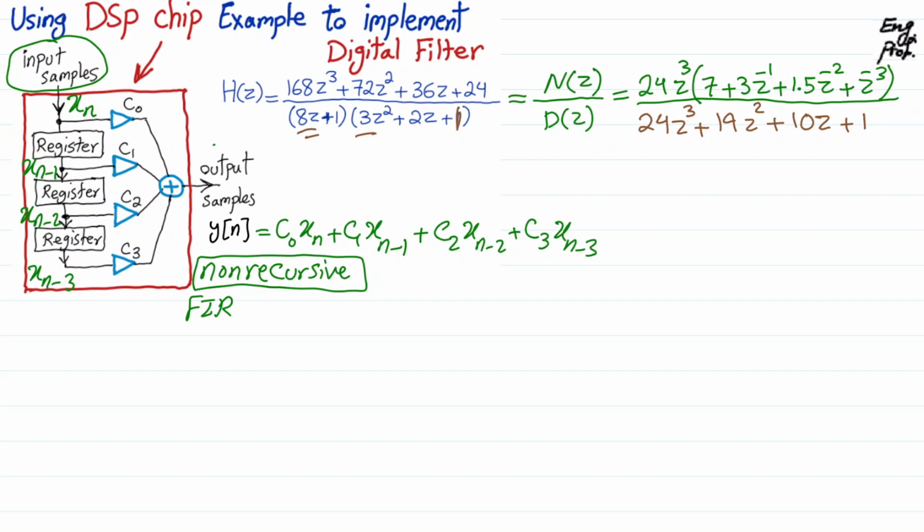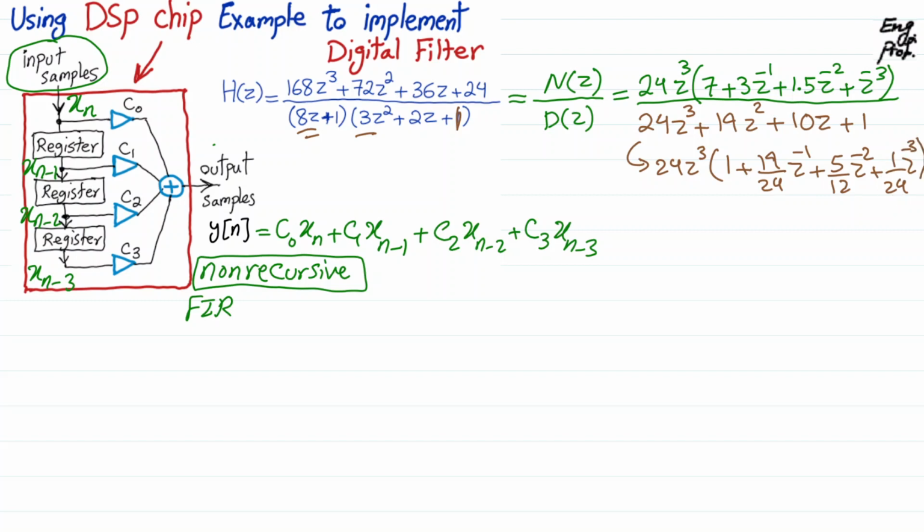So that's your denominator. Let's also factor 24z cubed out of this denominator. If I do so, this denominator will become 24z cubed times 1 plus 19 over 24 z^-1, plus 10 over 24, that is 5 over 12 z^-2, and finally 1 over 24 z^-3.